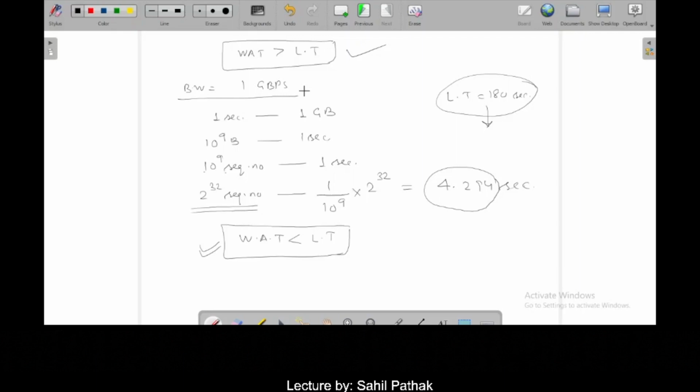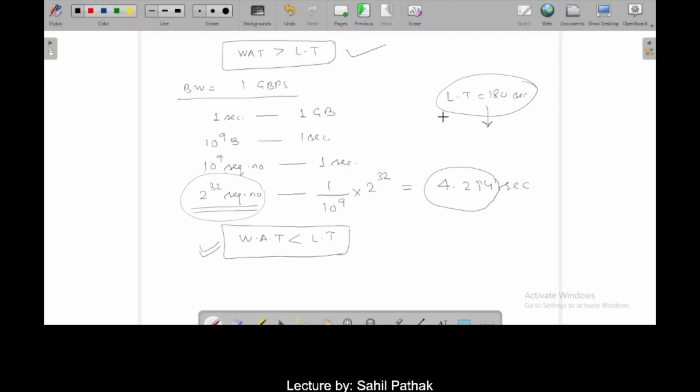Now what is the other solution? Other solution is कि आप सीक्वेंस नंबर को आप बढ़ा दीजिए. ठीक है, टोटल नंबर ऑफ सीक्वेंस नंबर जो है हमारे पास 2 raised to power 32 है. What I can do now, I can increase sequence number. अच्छा, अब कितना इंक्रीज किया जाए? सो पहले देख लेते हैं कि लाइफ टाइम में हमें कितने सीक्वेंस नंबर कंज्यूम होते हैं. ओके, उस हिसाब से हम उसको कैलकुलेट करते हैं.